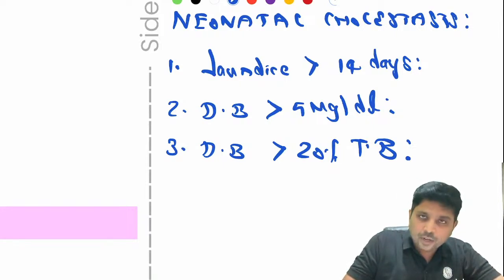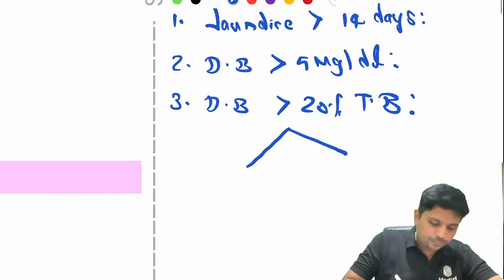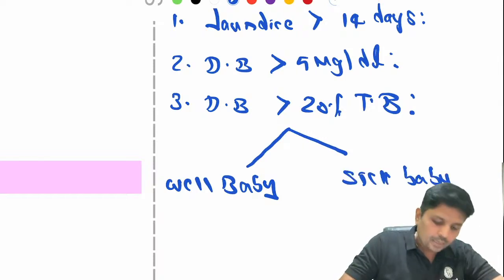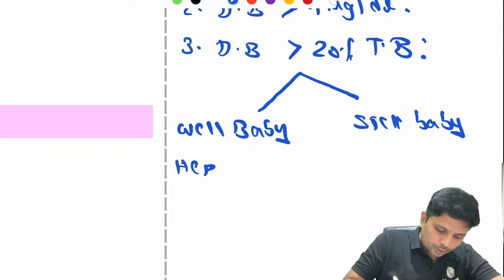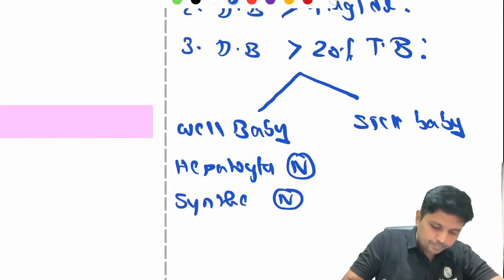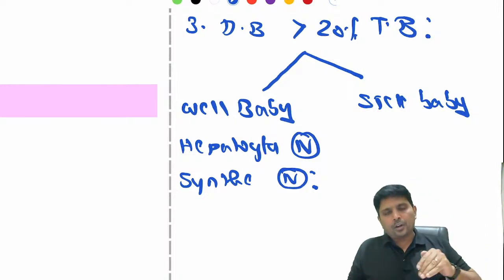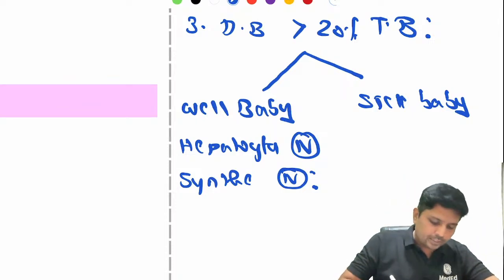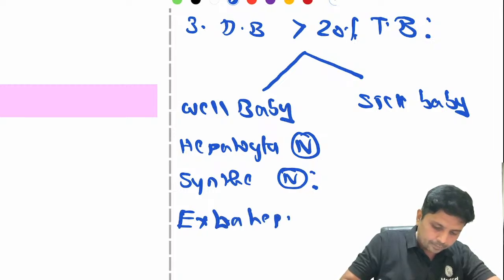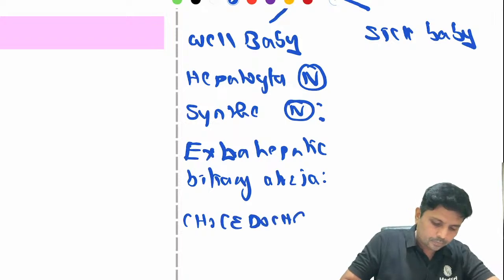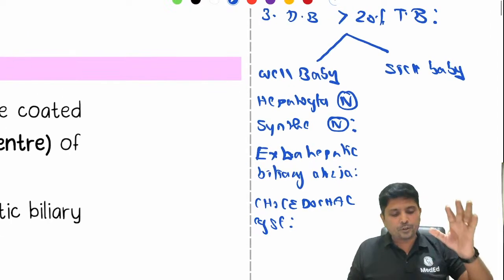Whenever you have neonatal cholestasis, you can have two classifications: whether it is a well baby or a sick baby. Well baby means usually the hepatocytes are normal, so the synthetic function is normal. What conditions cause neonatal cholestasis lasting more than 2 weeks with direct bilirubin, but the child not that sick? Very simple. One is extrahepatic biliary atresia. Second is choledochal cyst. This is with respect to a well baby.